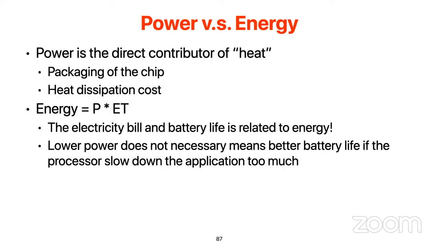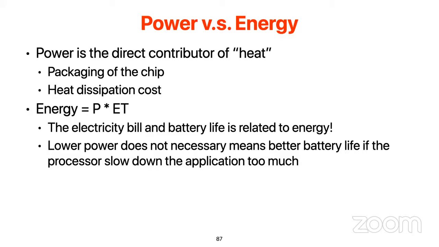And power means the instant amount of electricity that has been drained to make this action for your circuit. So it's an instant time. And for energy, it's a period of time. It's the total amount of power that has been consumed. So battery life is more related to energy. However, heat is more related to power.